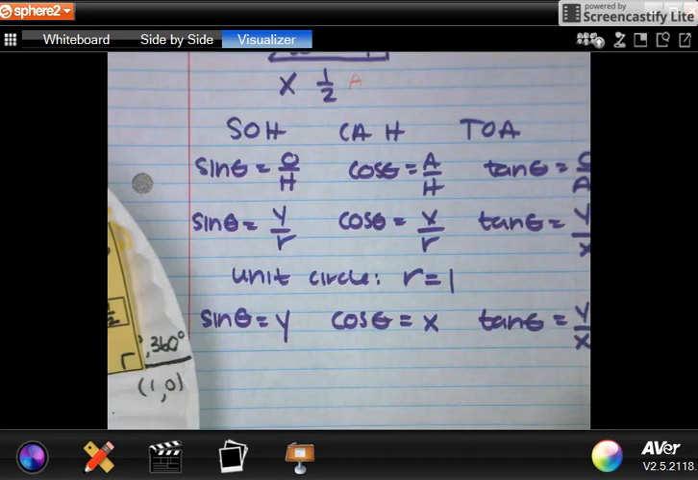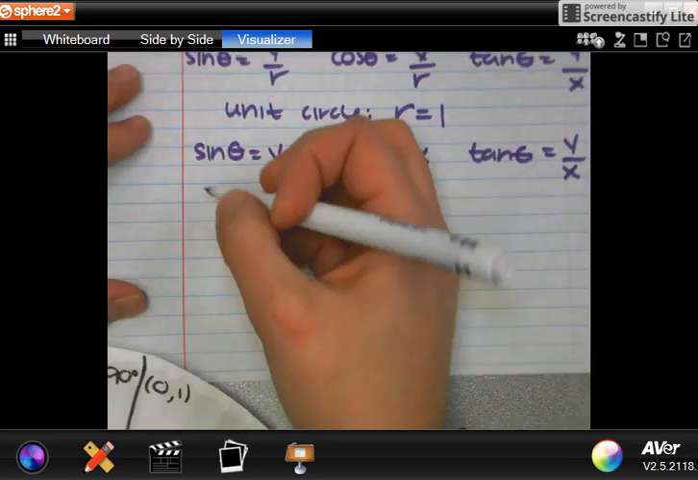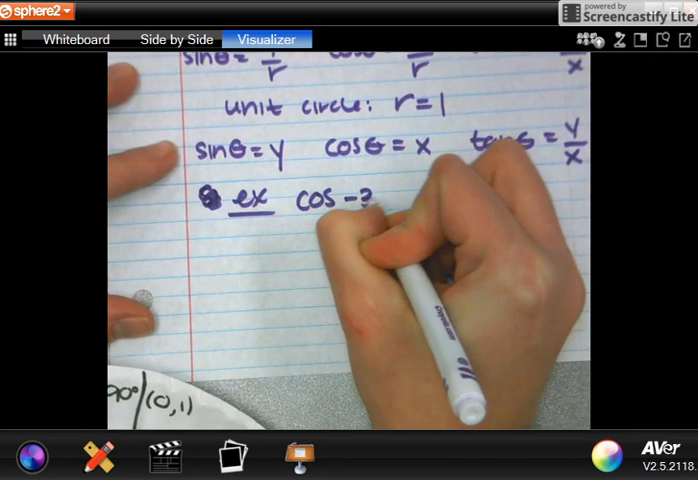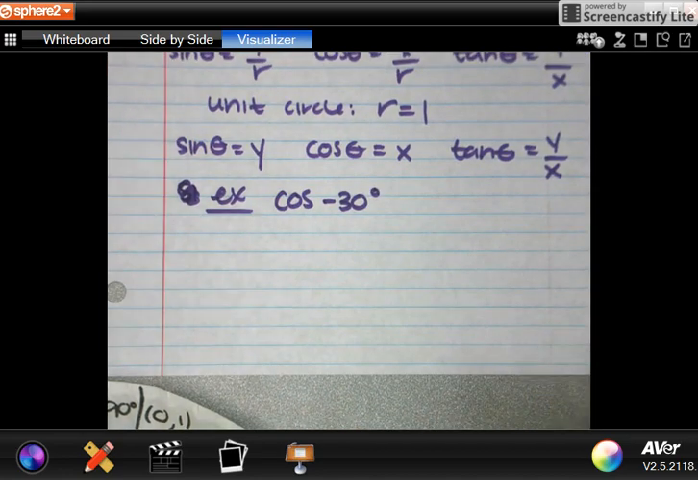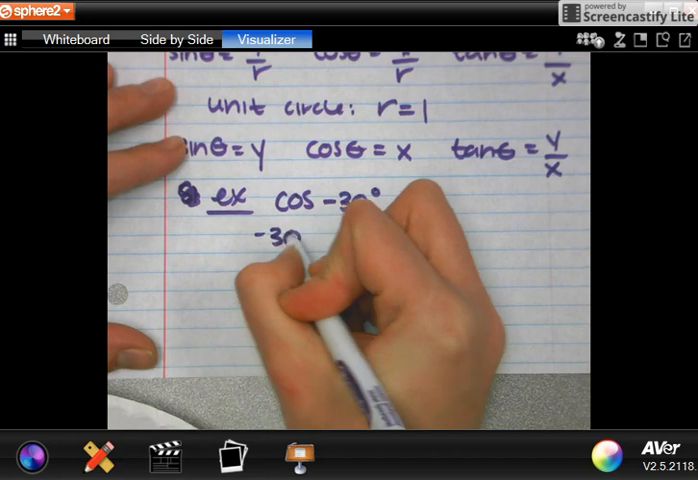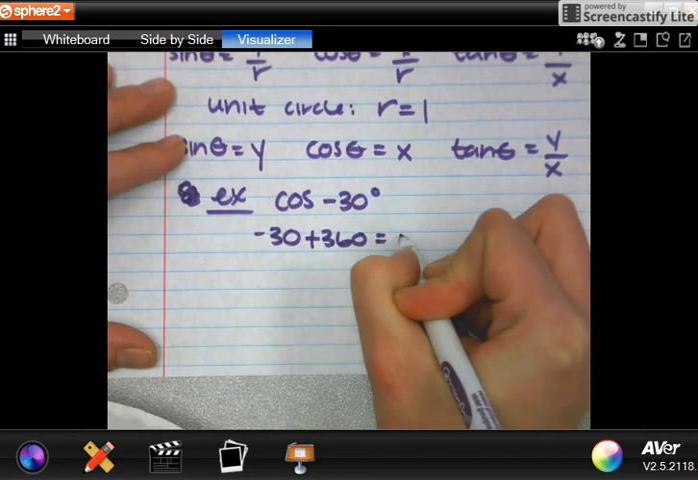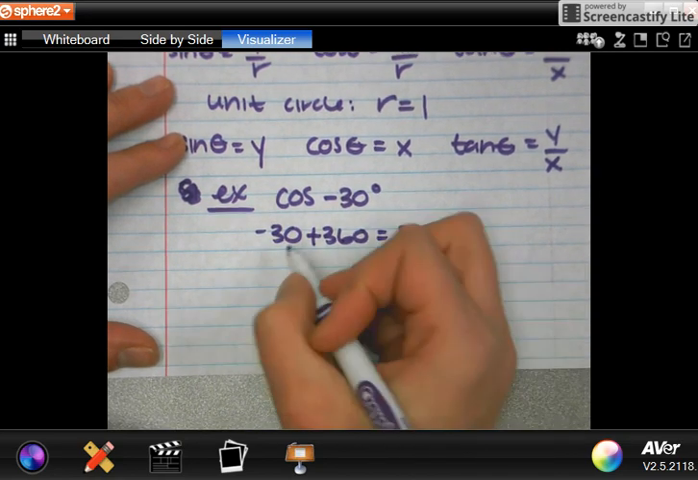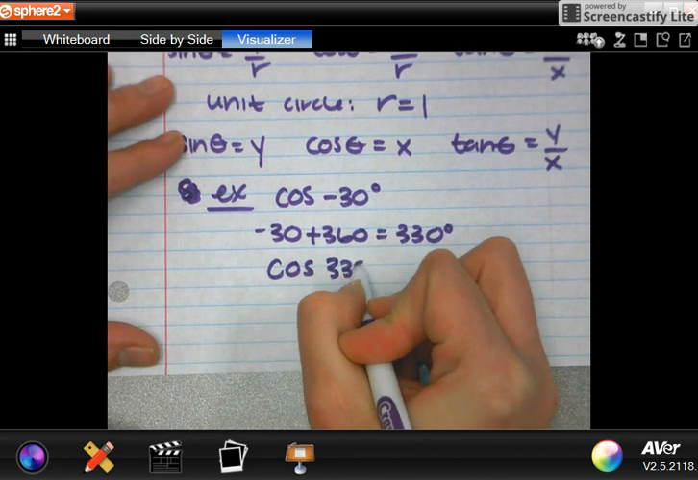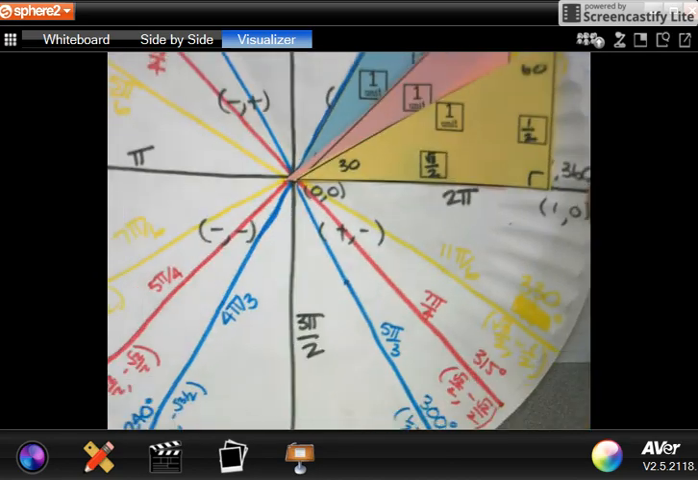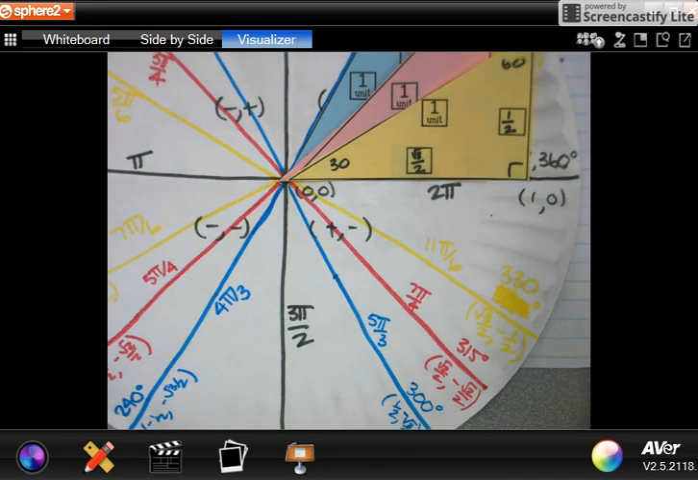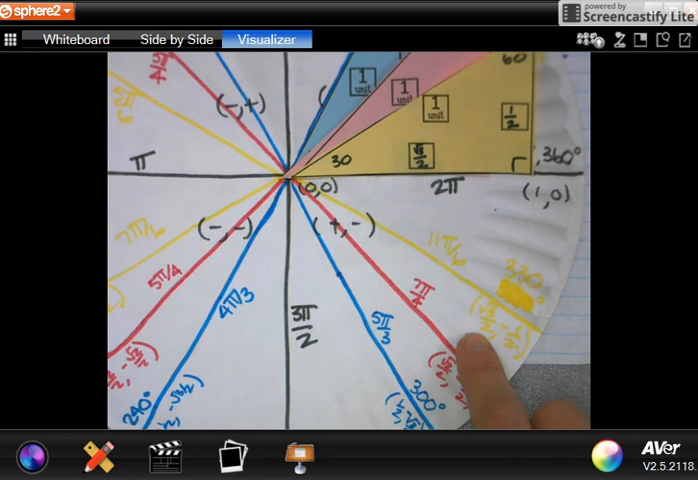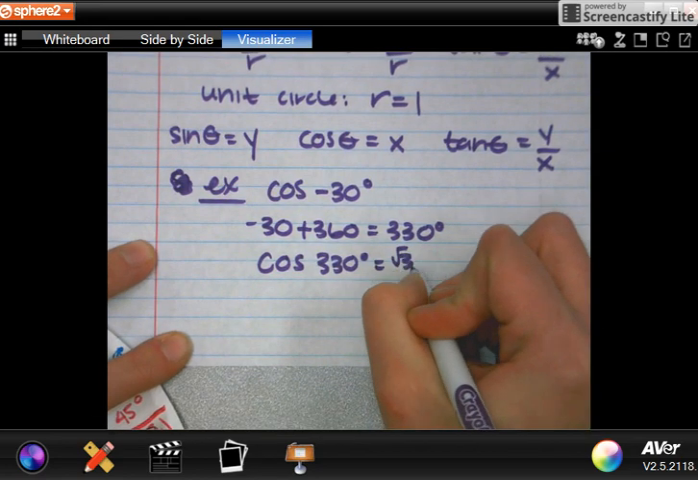Let's take a look at one or two examples together. Let's take a look at cosine of negative 30 degrees. Negative 30 degrees is the same as 330 degrees. Those are coterminal, so finding cosine of negative 30 will be the same as finding cosine at 330. So I'm going to go to the unit circle and find 330 degrees, and cosine is just going to be the x coordinate there. So the answer is root 3 over 2.